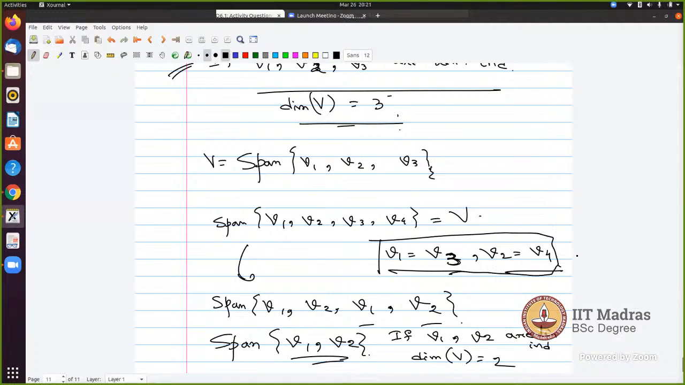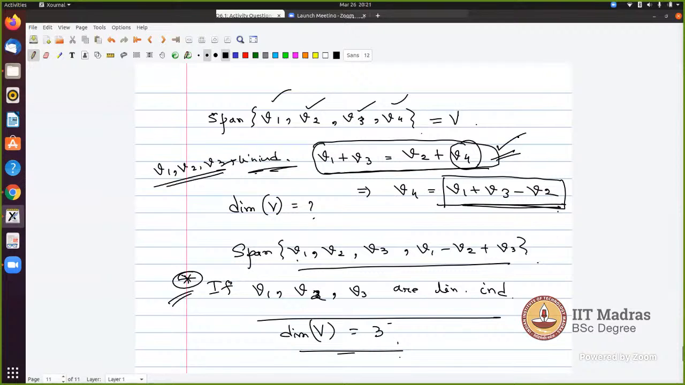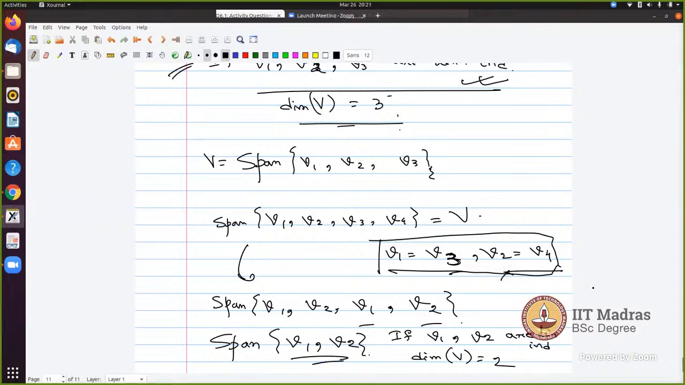So this should be given in the question. Even without it being given, by assuming this we can take a minimum dimension of 2, right? If they ask for the minimum, then only this condition and linear independence assure that this cannot happen. One minute: if V1 equals V3 and V2 equals V4, are V1, V2, V3 linearly independent? No, sir, they are not.